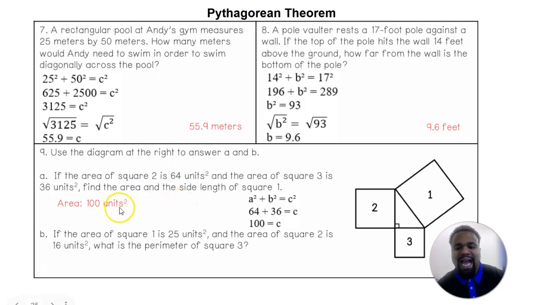But if I want to find the side length, since the area is given, to find the side length, you do the square root. And if I do the square root of 100, that gives you 10.